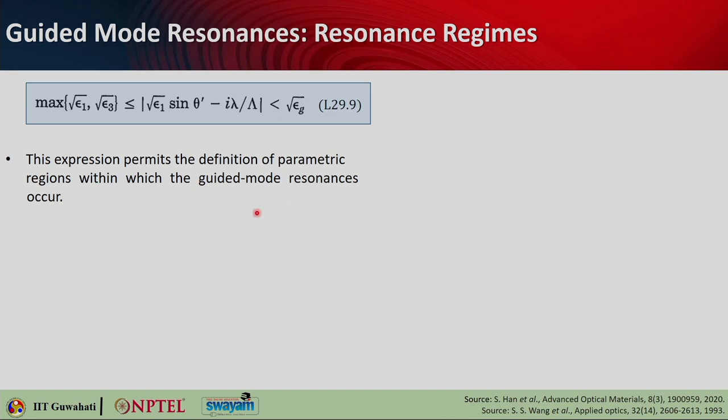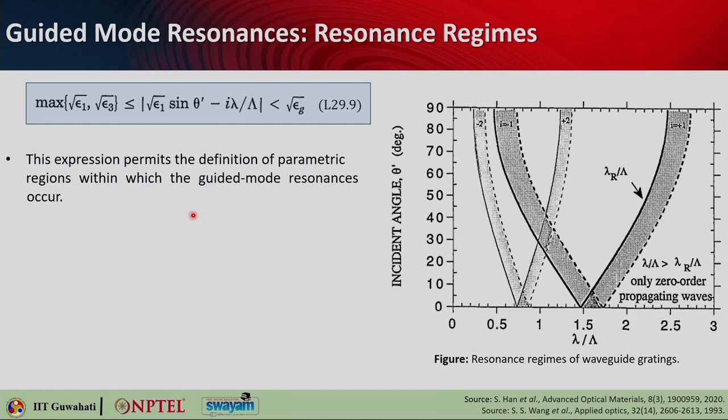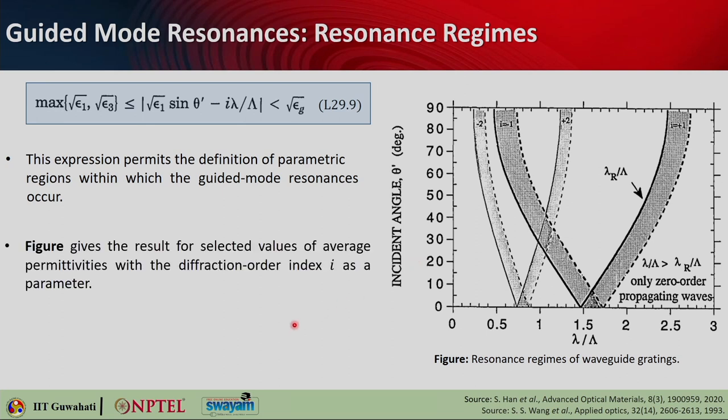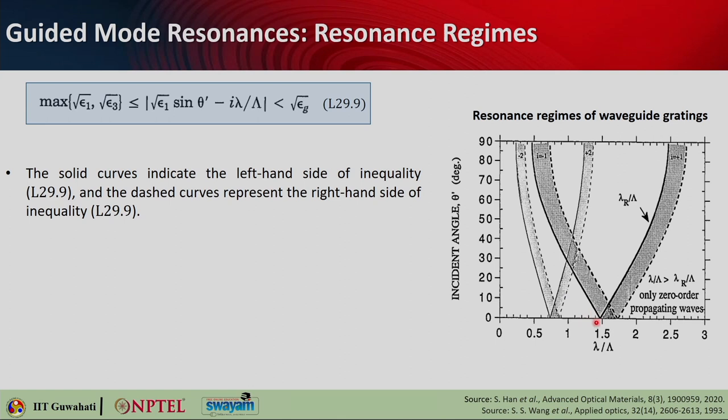So this expression allows you to define the parametric regime where guided mode resonance actually occurs. This is a plot that shows those resonance regimes. On the x axis you have the normalized wavelength and on the y axis you have angle theta. This gives you the selected values of the average permittivities with the diffraction order i as a parameter. Here you see this is for i equals plus 1, this is i equals minus 1, this is i equals plus 2, this is i equals minus 2. Again, the parameters we have considered here are epsilon 1 is 1, epsilon g is 3 and epsilon 3 is 2.161.